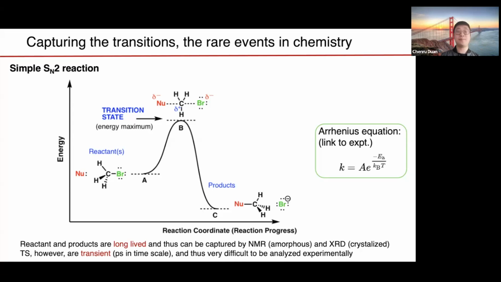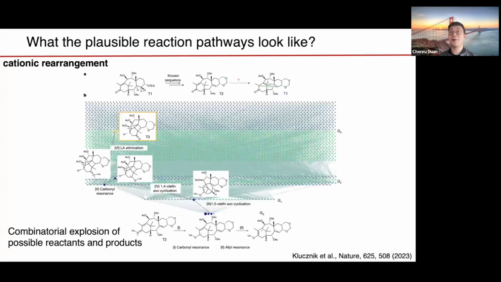You may see this simple reaction and say chemical reaction is easy. We can use various different methods to get these transition states computationally. But computationally, it's also difficult because the reaction network, when we really talk about real life reactions, is extremely large. Here I have an example of the cationic rearrangement reaction.